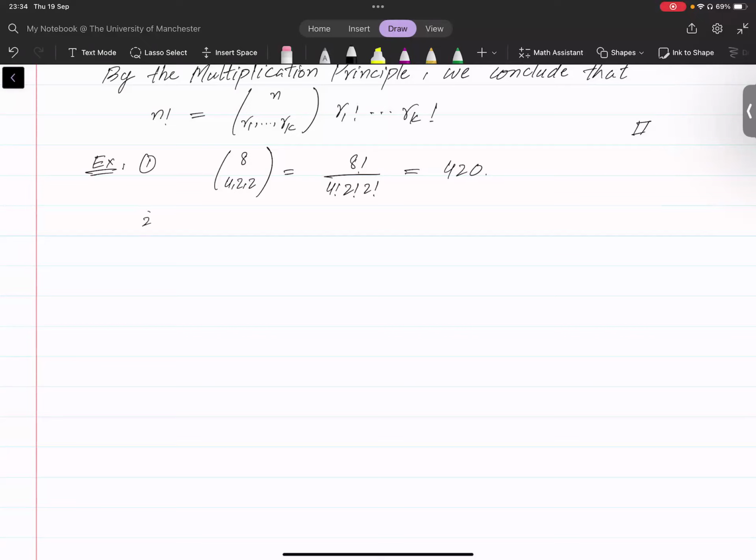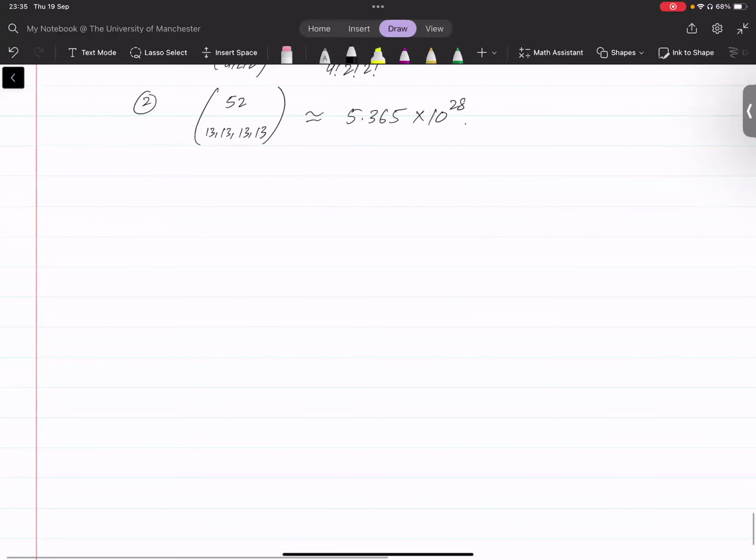Number 2. To solve 52 choose 13, 13, 13, 13, it is approximately 5.365 multiplied by 10 power 28. It's quite a large number.